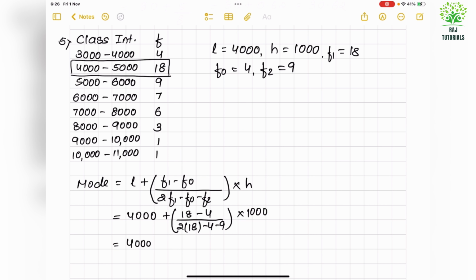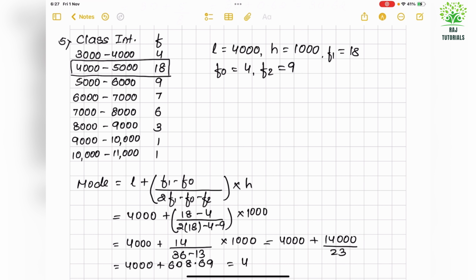So this is coming as 4000 plus 14 upon (36 minus 13) into 1000. So that is 4000 plus 14,000 upon 23. So that is coming as 4000 plus 608.69. So that is coming as 4608.69.